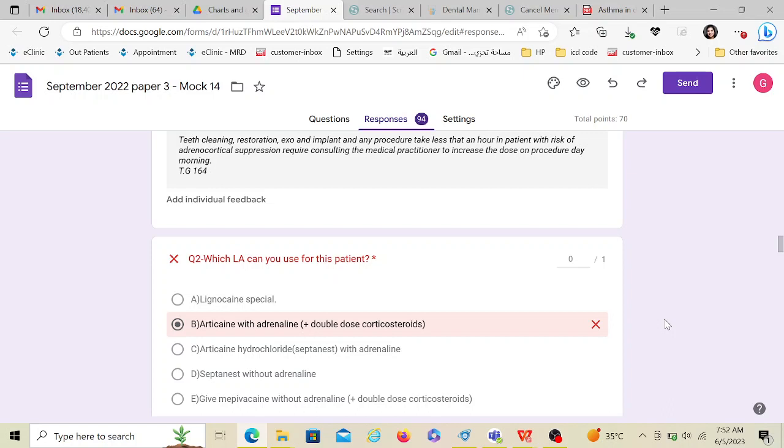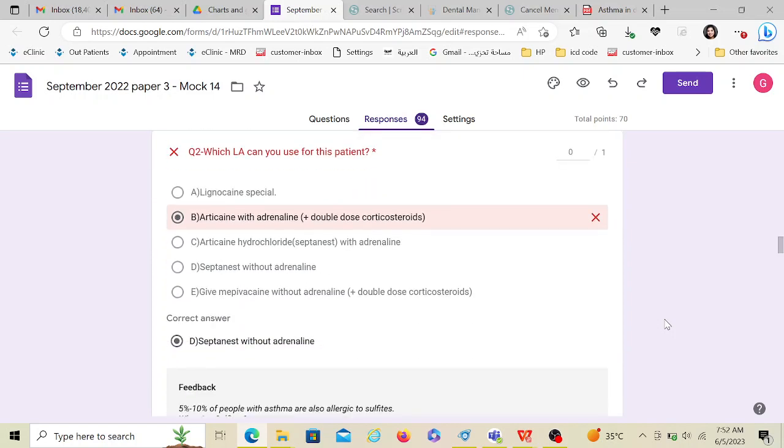Now which LA can you use with the patient? Lignocaine special. Special has potassium metabisulfite and epinephrine. Plain lignocaine is the one which does not have it. Articaine with adrenaline. Adrenaline we don't have to give at all, okay? So any question with adrenaline, just mark it wrong. Septanest without adrenaline. Yes, this is a good option. Mepivacaine without adrenaline plus double dose of steroid.